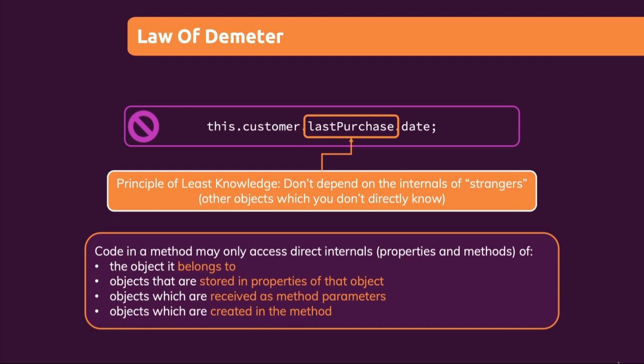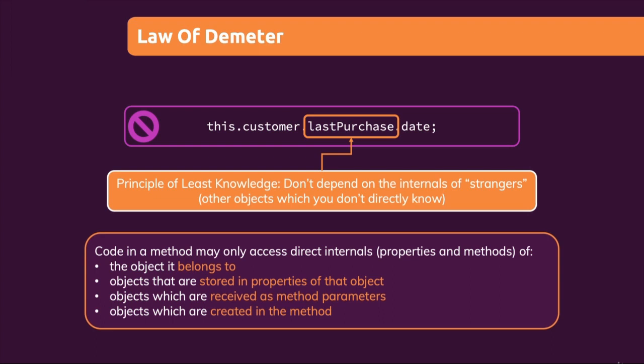So in this case, accessing customer is fine because it is a property of the class this code belongs to, as you can tell by the this keyword. And accessing last purchase is of course also fine because that directly is part of that customer property. You may also use any objects which you receive as method parameters. So it's not just about properties of the class, like customer, but if customer would be received as a parameter, we would also be allowed to access data in it.